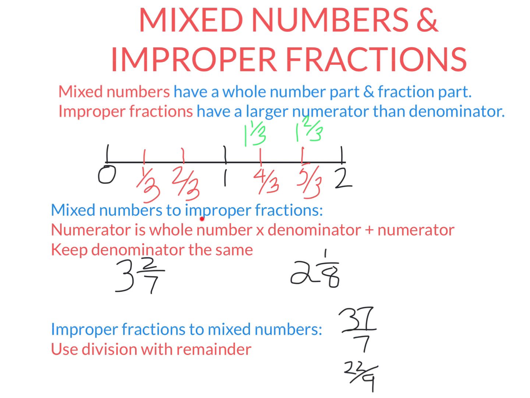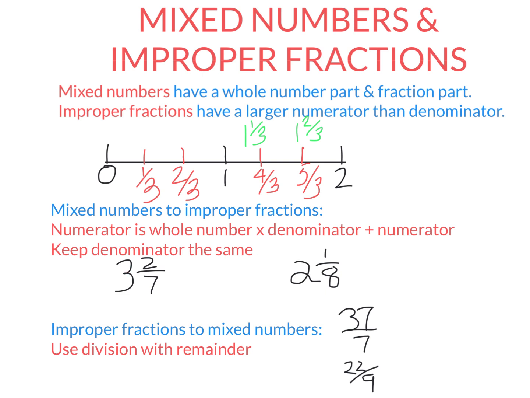So let's start with mixed numbers to improper fractions. So we start with a mixed number and we write it as an improper fraction. So how do you do it? Well, the numerator of your new fraction is the whole number times the denominator plus the numerator, and you keep the denominator the same. What does that mean?